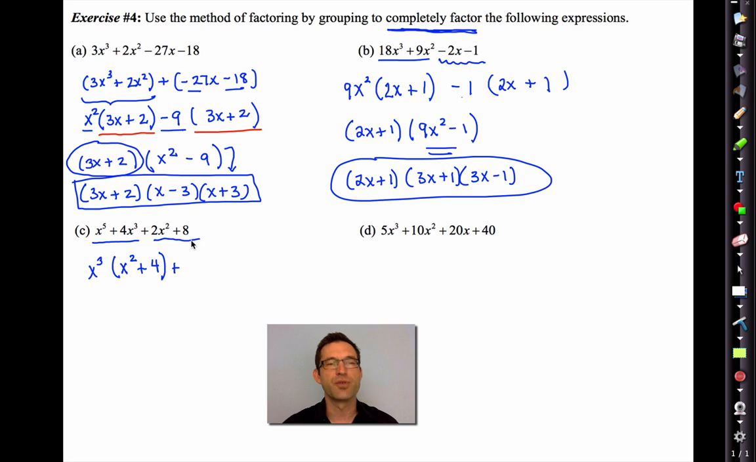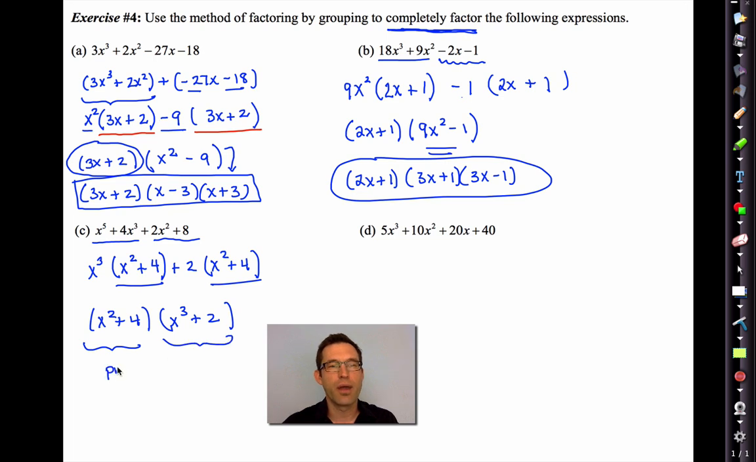Okay, now we look at these two terms. No need to factor out a negative now. These are both positive. All right? And if I factor out a 2, I'll be left with x squared plus 4. And that's great, because the x squared plus 4 is common. So now I'm back to exercise 1. And then I've got x cubed plus 2. Both of these are what are known as prime, meaning that you cannot factor them any more than that.